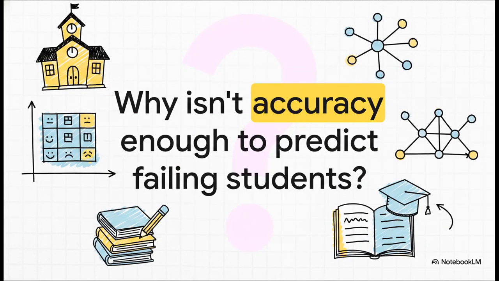To really lock this in, let's look at an exam-style real-world scenario from our source material. Imagine a school is testing a supervised learning model that aims to predict whether current students are at risk of failing. Think about everything we've covered today for a second. Why wouldn't a simple accuracy score be enough to evaluate this model?